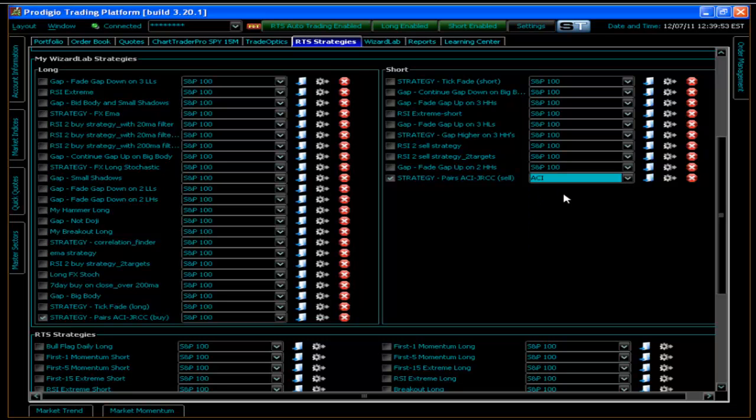It's got to be set to ACI. And if this is the buy, what should this be set to? It's got to be set to JRCC. Voila. And that's it. Does anybody have any questions just on that specifically?